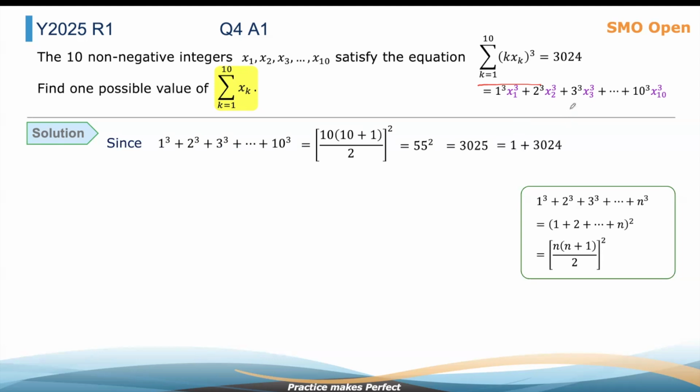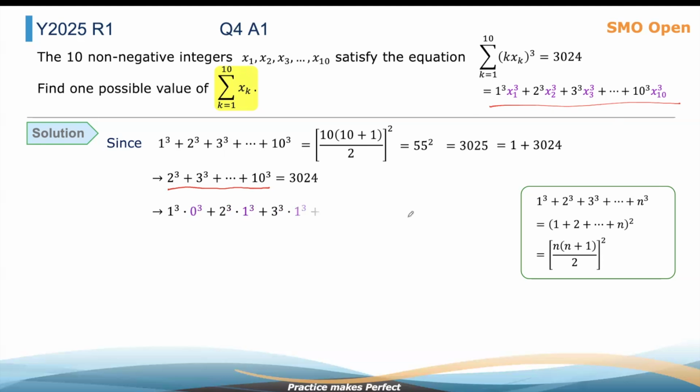3025 is 1 more than 3024. So from this expression, we can cancel 1 from both sides. We get this sum equal to 3024. Then we can write this sum in this form.